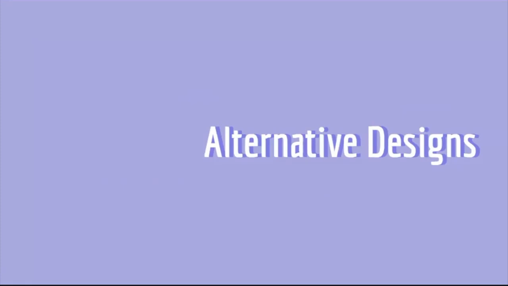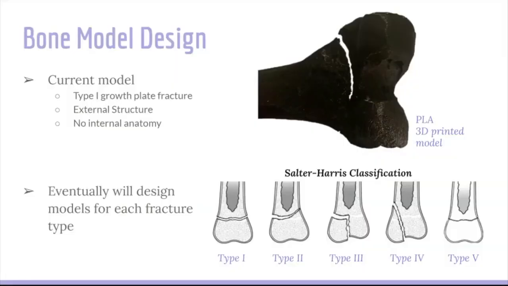All right, now on to the alternative design section. The current design being utilized is a PLA model of a femur with a type 1 Salter-Harris fracture with no internal anatomy. PLA was used because it has similar material properties to real bone, such as stiffness, and in time, all the fracture types will be printed and tested on.